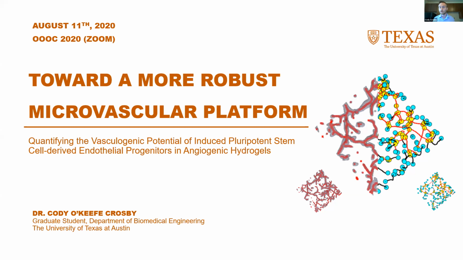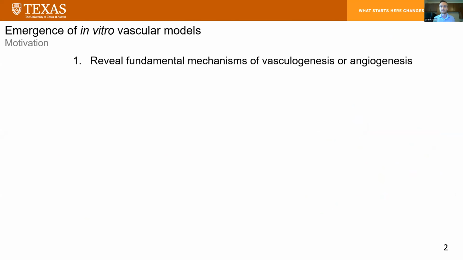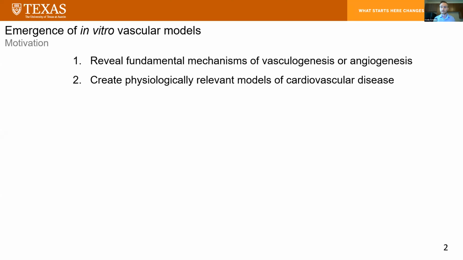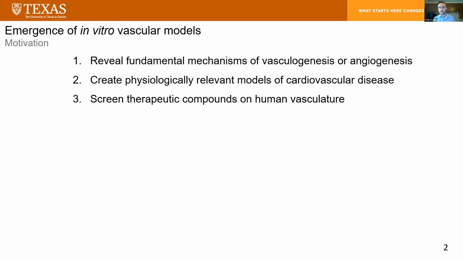So our main goal was to build a quantification algorithm to look at a very specific vascular cell type that's derived from pluripotent stem cells in novel biomaterials. To cut immediately to the chase, many of us here have probably heard of in vitro vascular models, and they have a number of different advantages. The first is that they can reveal fundamental mechanisms of both vasculogenesis or angiogenesis. We can create physiologically relevant models of cardiovascular disease by isolating cells from patients with, for example, that specific pathology. And we can also screen therapeutic compounds on human vasculature. So this could be enormously helpful in avoiding, for example, the use of animal models or experiencing massive failures at the phase 3 clinical level.